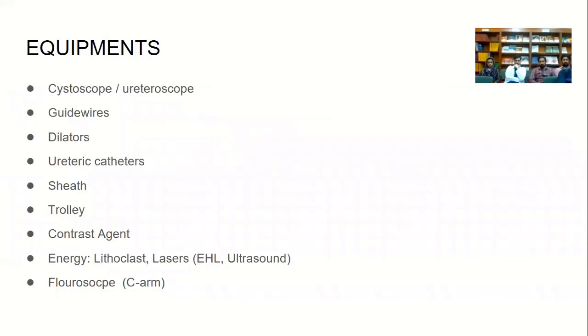These are the various equipment which are used for the URS. We need cystoscope and ureteroscope, guide wire, dilator, ureteric catheters, sheath, and the trolley on which all the equipment is placed, and energy source, lithoclast, and fluoroscope.